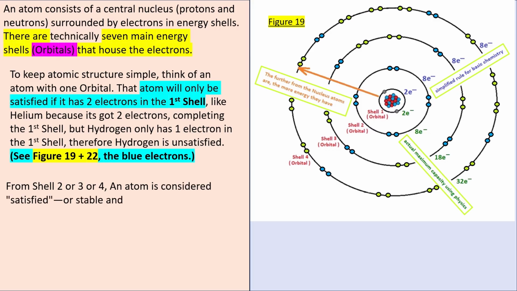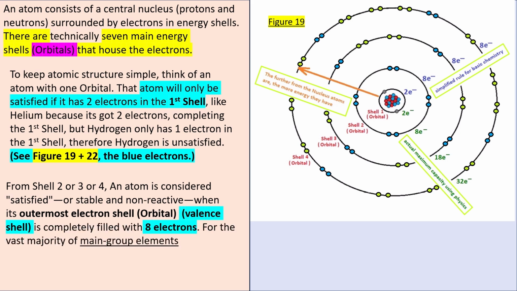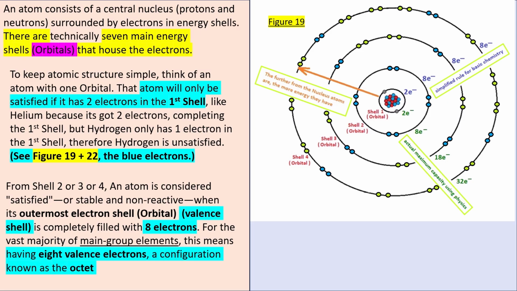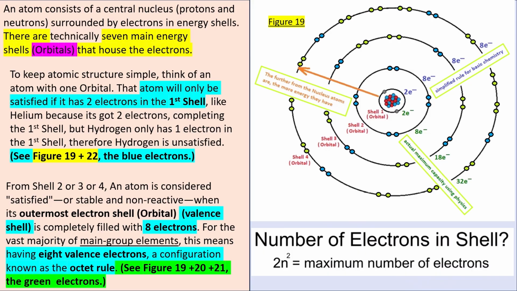From shell 2, or 3 or 4, an atom is considered satisfied or stable and non-reactive when the outermost shell, the orbital, the valence shell, is completely filled with 8 electrons. For the vast majority of main group elements, this means having 8 valence electrons, a configuration known as the octet rule. See figures 19 and 20 and 21, the green electrons.